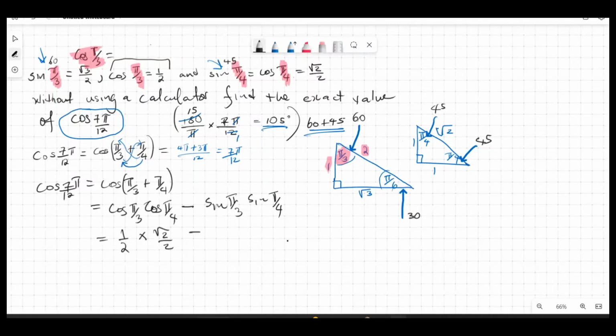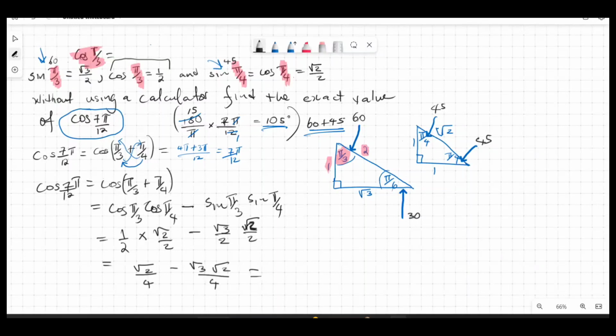Minus sine pi over 3. You have that. That is root 3 over 2. Sine pi over 4. You have that. It is root 2 over 2. This one would have given you root 2 over 4. And this one would have given you root 3 times root 2 over 4.